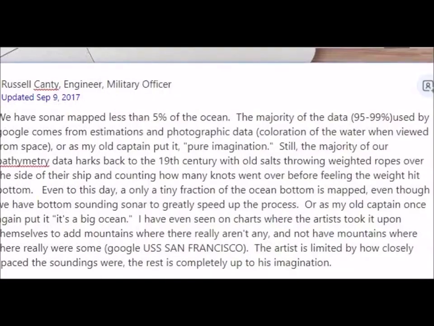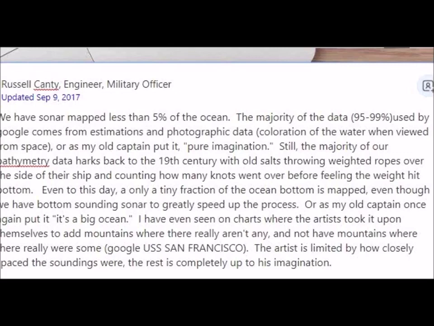We have sonar mapped less than 5% of the ocean. The majority of the data, 95 to 99%, used by Google comes from estimations in photographic data, coloration of the water when viewed from space, or as my old captain put it, pure imagination. Still, the majority of our bathymetry data harks back to the 19th century with old salts throwing weighted ropes over the side of their ship and counting how many knots went over before feeling the weight hit bottom.